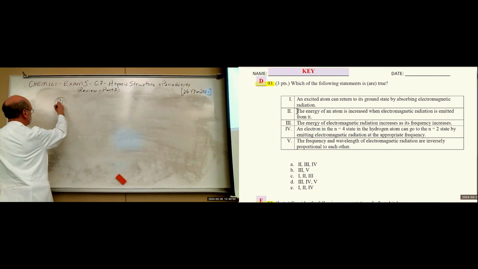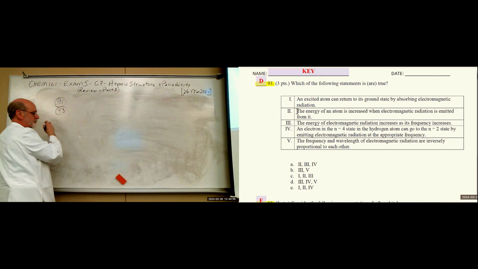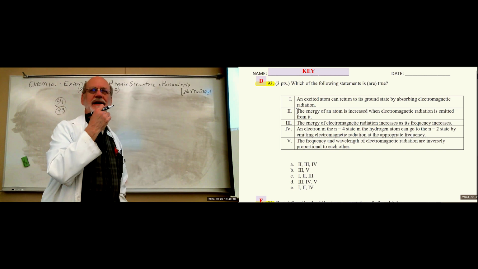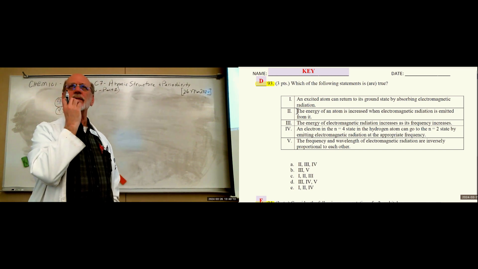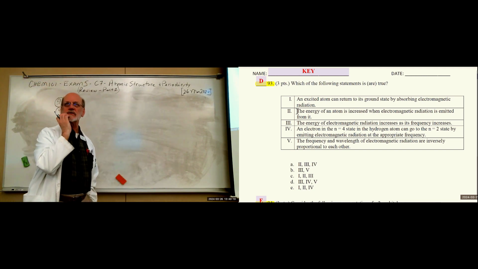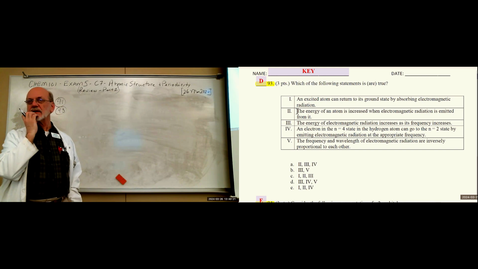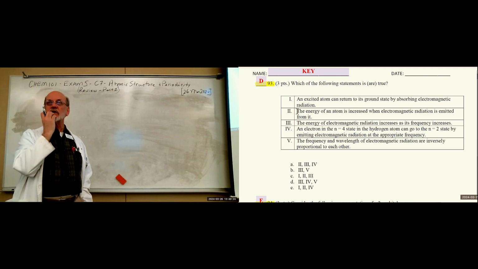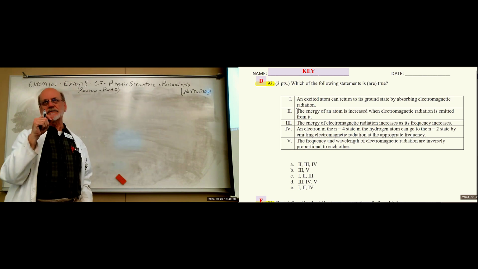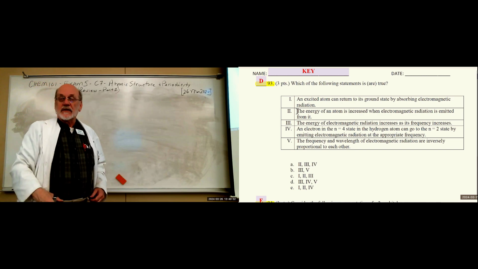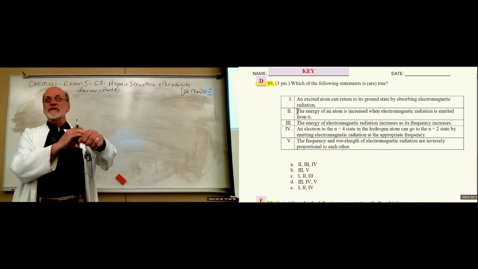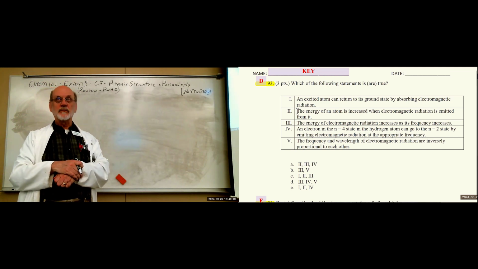'93. Which of the following statements are true? An excited atom, Roman numeral 1, an excited atom can return to its ground state by absorbing electromagnetic radiation. No, when it returns to its ground state, it gives up energy. All right, so 1 is false. 2, the energy of an atom is increased when electromagnetic radiation is emitted. No, it's decreased. When you give up energy, the atom loses it. Energy of electromagnetic radiation increases as its frequency increases. Yes. That's what Planck said.